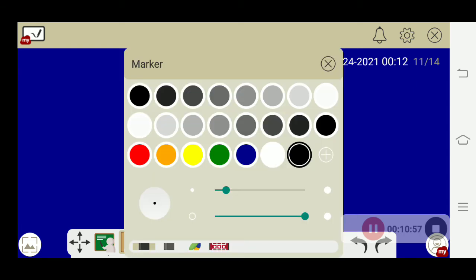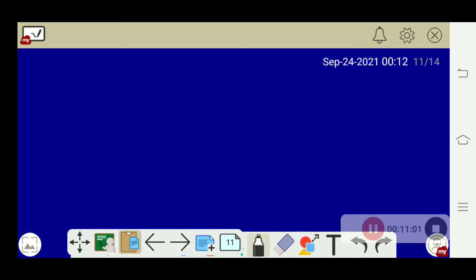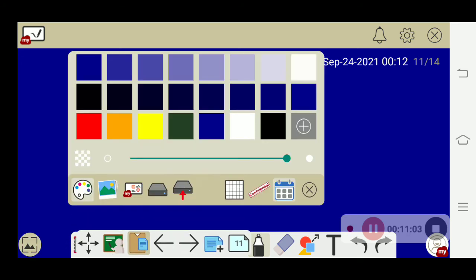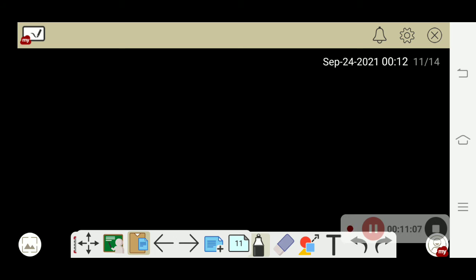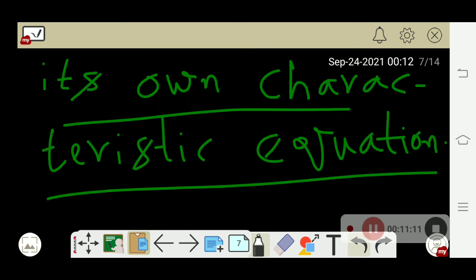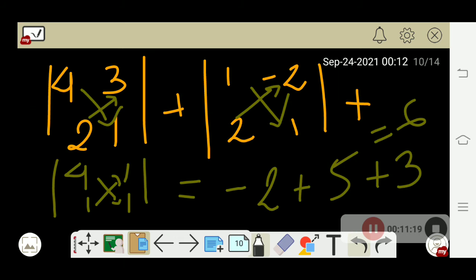So let's do black and white contrast. White, my favorite one. So now we need to find the trace of the matrix. What is the trace? This is 4, this is 1, this is 1. 4 plus 1 plus 1 is equal to 6.